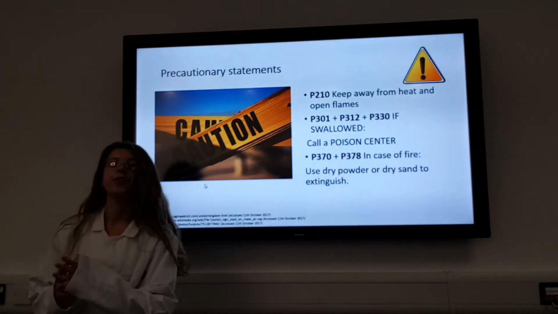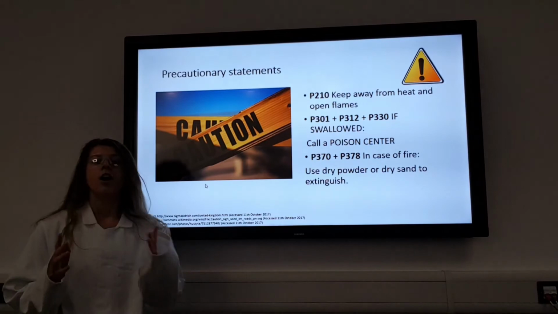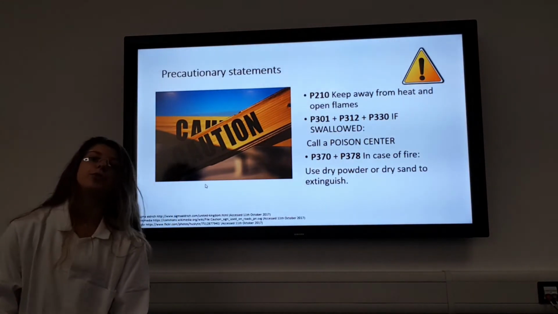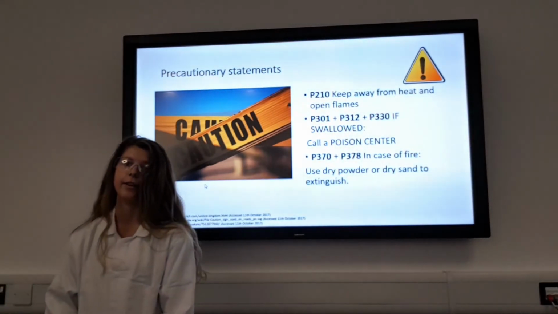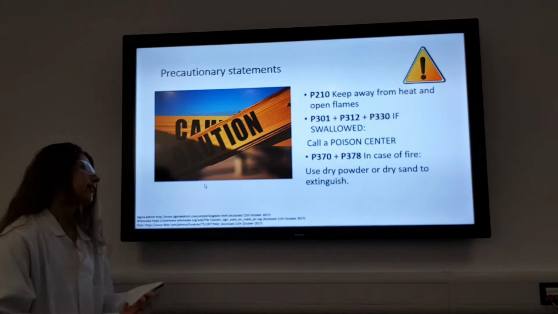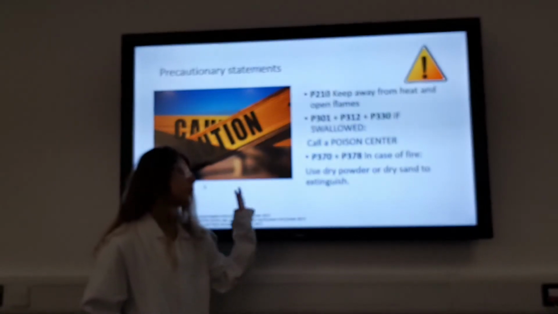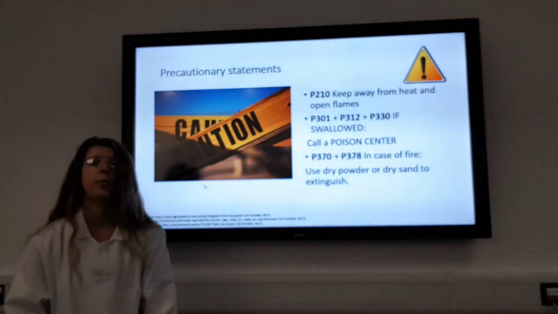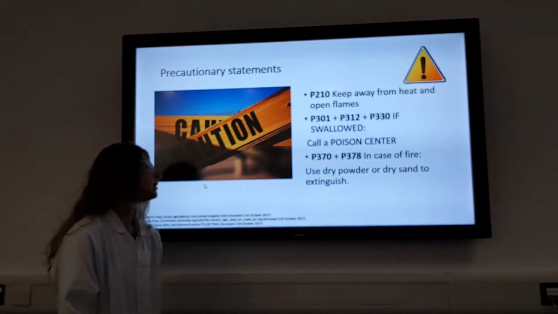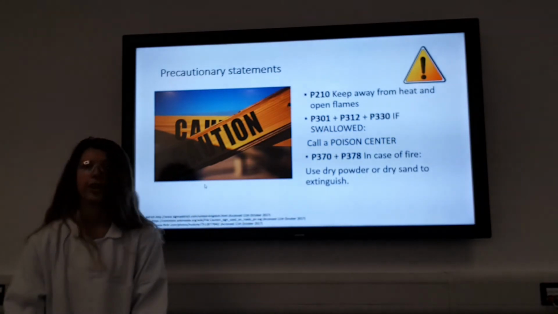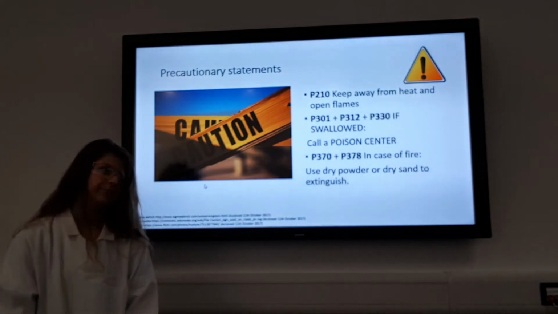Yeah, and for the precautionary statements, DNPH is highly flammable, so you should keep it away from heat and open flames. Another thing is you shouldn't swallow it. If you do, you should immediately call a poison center. And in case of fire, you should use dry powder or dry sand to extinguish it.